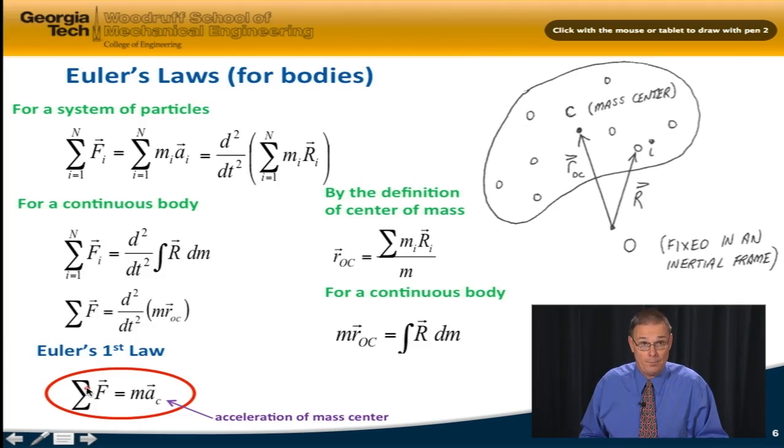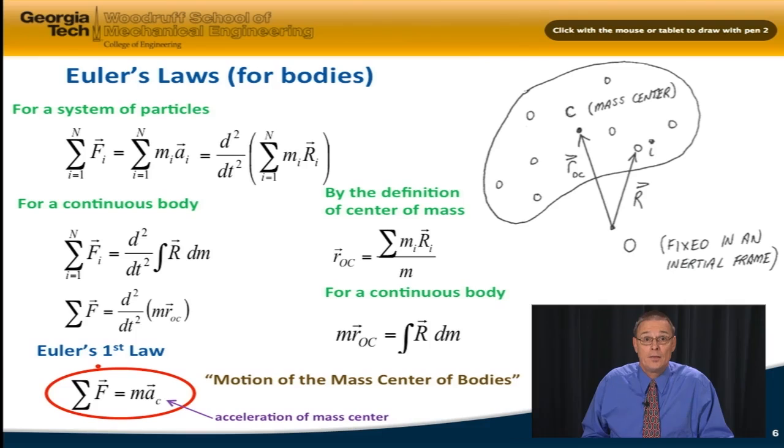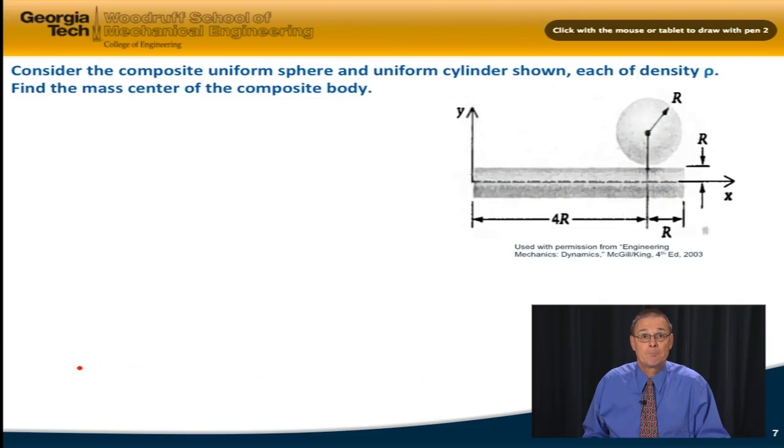acting on that system of particles or body is equal to the mass times a very particular point, mass times the acceleration of the mass center. And so you can see Euler's first law for bodies is completely analogous to Newton's second law for particles. For a particle, we don't have to have this subscript of c here, but for the body, we have to specify the particular point that we're talking about the acceleration. And so this is the equation that describes the motion of the mass center of bodies.